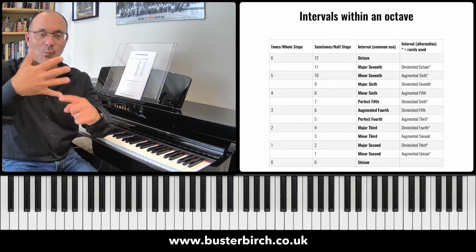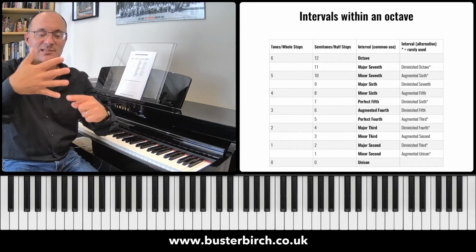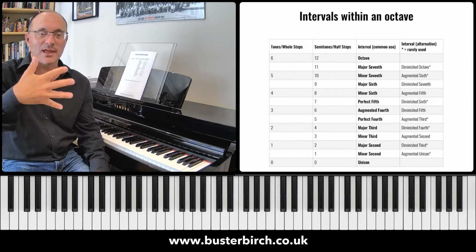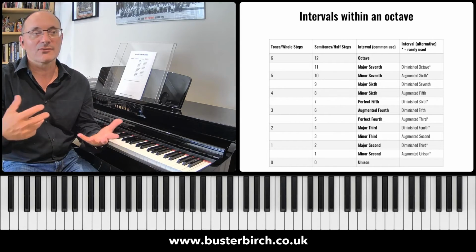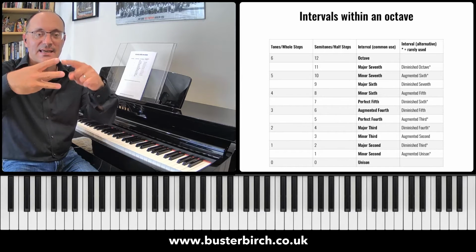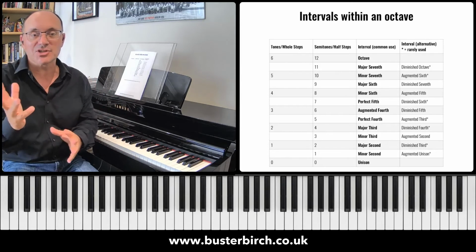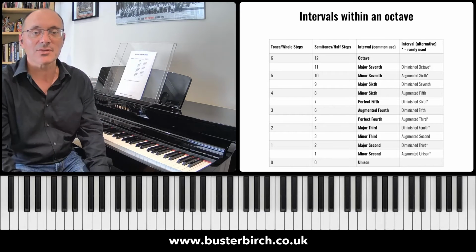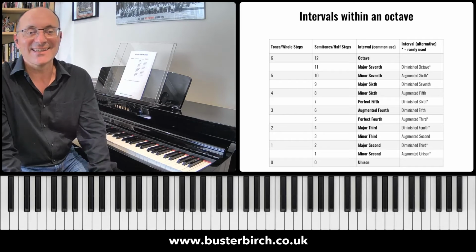So we count 1 as the first letter. C, D, E, F, G. So C to G is a fifth. We call that a fifth. 1, 2, 3, 4, 5. If I go from D to F, D, E, F, that's a third. Whether it's a D flat or an F sharp or whatever, that's a third because I've involved 3 letters. So that's the first thing you need to understand.